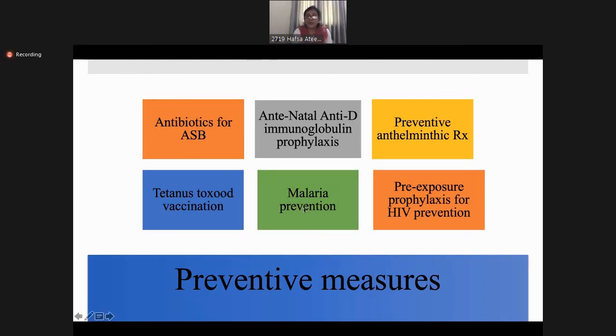Then there is malaria prevention, in those areas where malaria is very much prevalent. You have to give malaria prevention. Then pre-exposure prophylaxis for HIV prevention. If you have a suspicion that the patient may be predisposed to HIV or AIDS, then you need to provide pre-exposure prophylaxis.